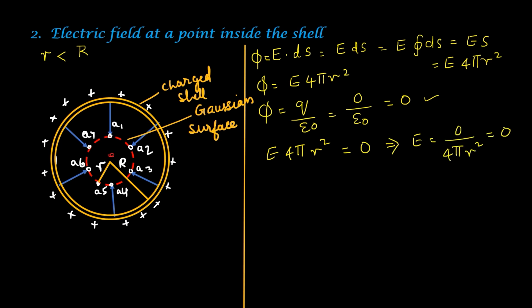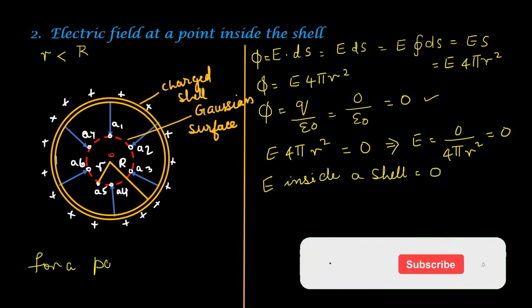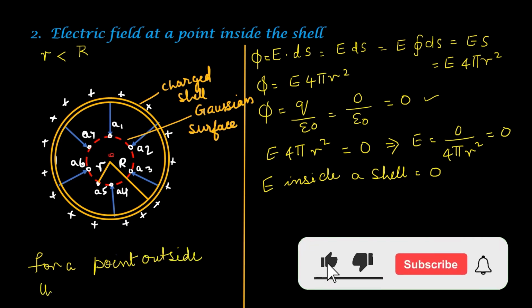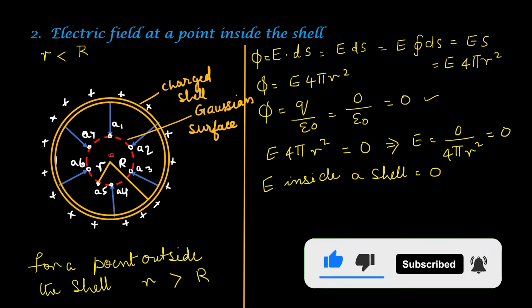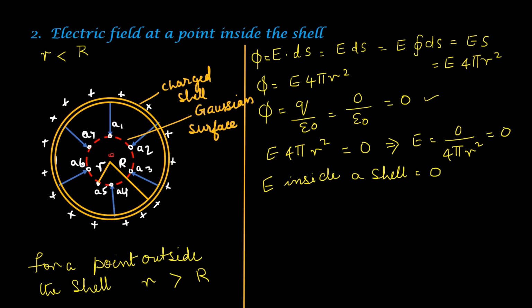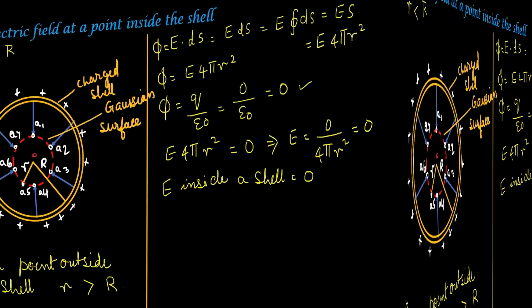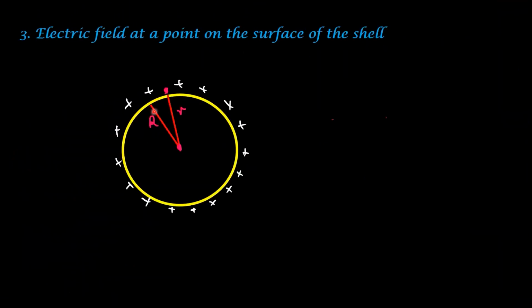So what is the conclusion? Electric field inside a shell is equal to 0. For a point outside the shell, r is greater than the radius of the shell. Now we will pass on to electric field on the surface of the uniformly charged shell. R is the radius of the sphere. The point is on the surface of the sphere. Small r is equal to capital R.